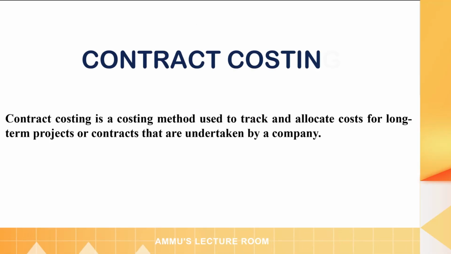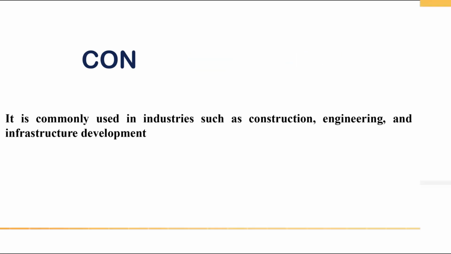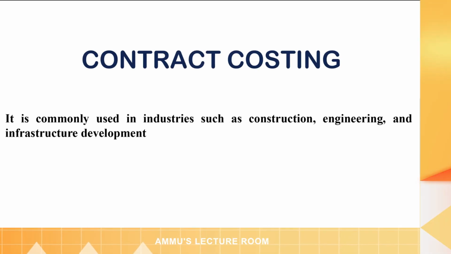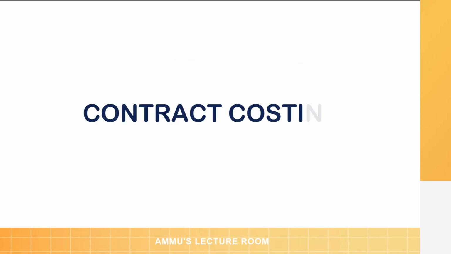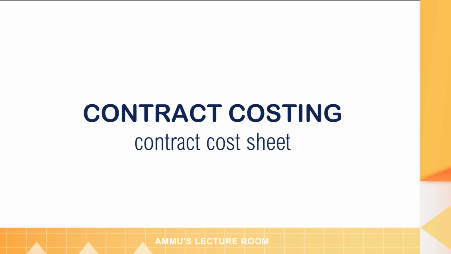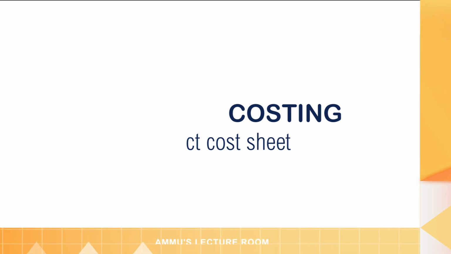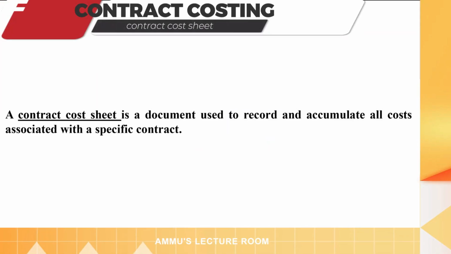Contract costing is a costing method used to track and allocate cost for long-term projects or contracts that are undertaken by the company. It is commonly used in industries such as construction, engineering, and infrastructure development. A document used in this contract costing is the contract cost sheet. It's a sheet used to record and accumulate all costs associated with the specific contract.